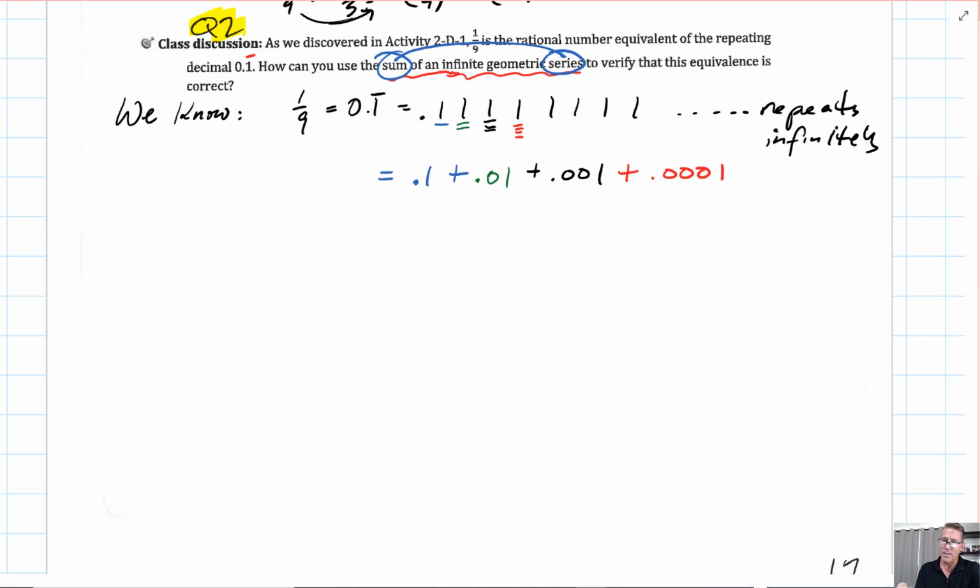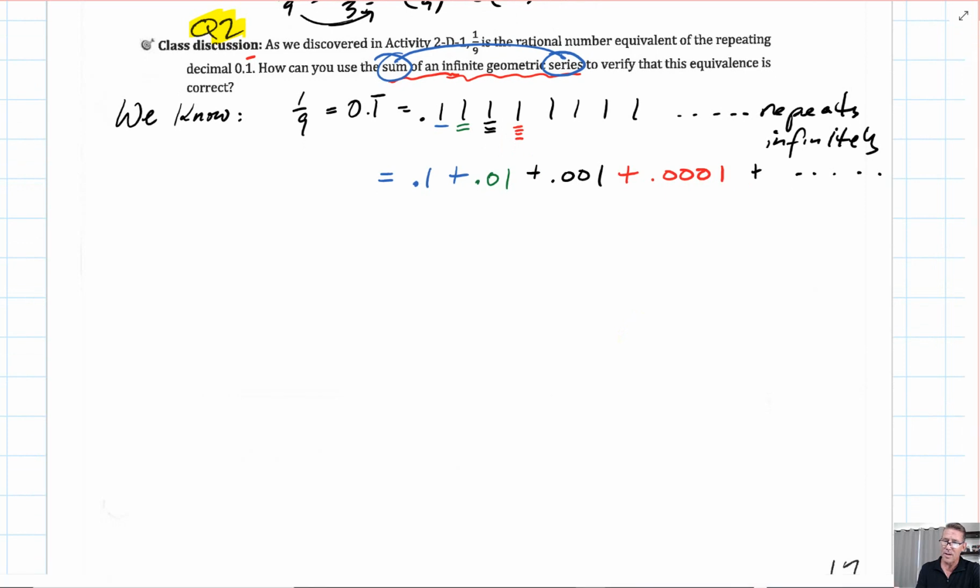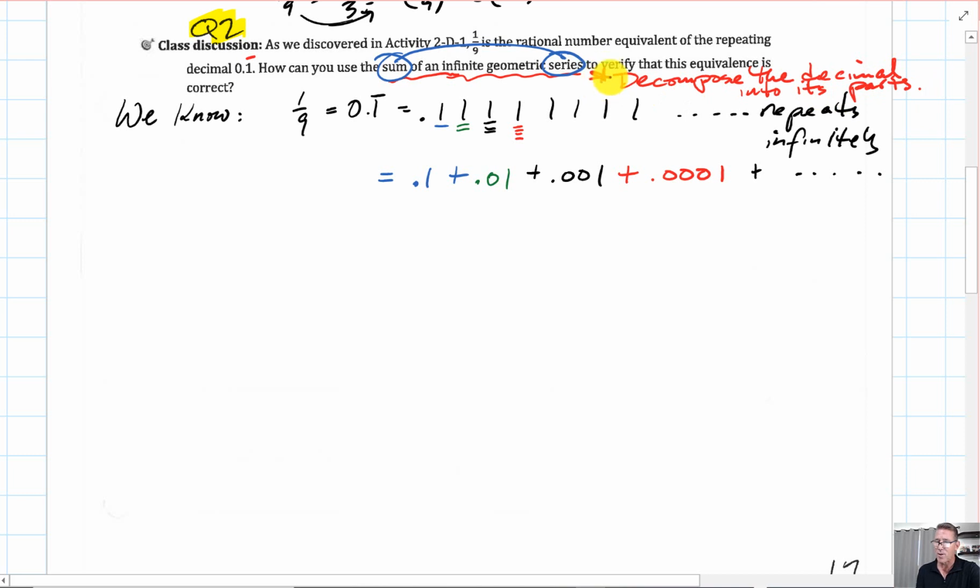And I can keep on doing this and keep on writing this infinite decimal as a sum of decimals. It's a sum of decimals. This is continuous. So this is how I decompose the decimal into its parts. So that's basically what I'm doing. In fact, let me write that down. So I decompose the decimal into its parts using place value. So if you know the place value, this should make sense.